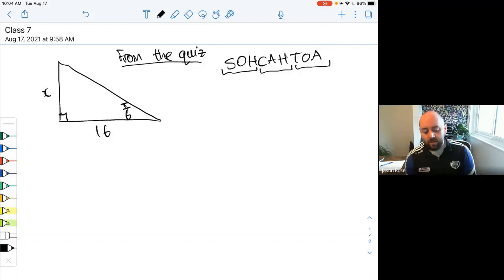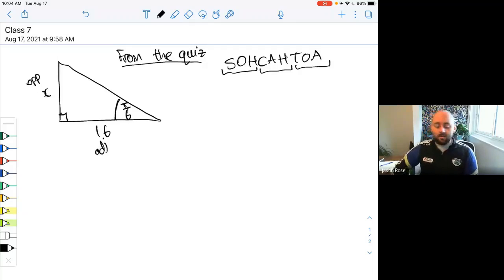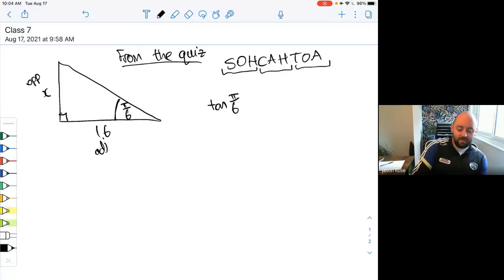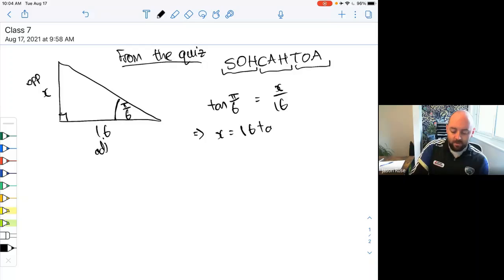So when you're looking at a right angle triangle and you have a given angle here like this, what is the x and what is the 16? Well, the x is the opposite and the 16 is the adjacent. So that tells me, just looking at this, that tan of pi over 6 is the opposite over the adjacent, x over 16. So the question was to solve for x. This means that x is 16 multiplied by tan pi over 6.